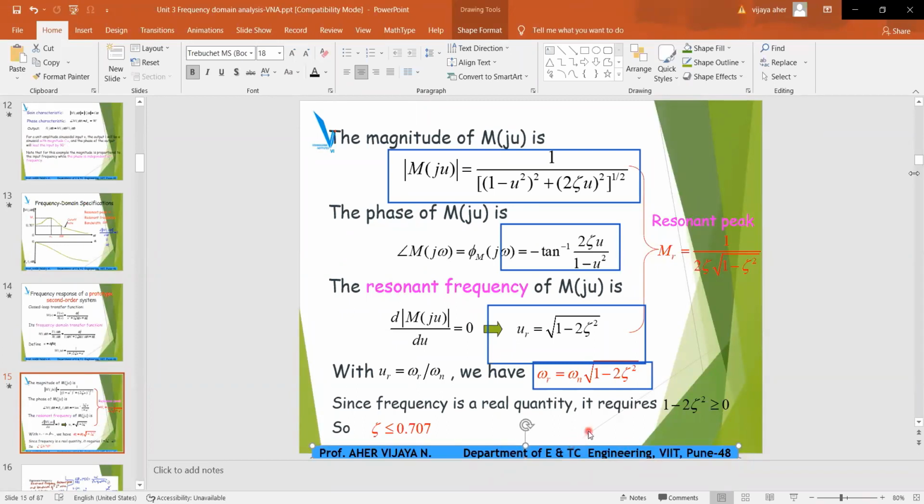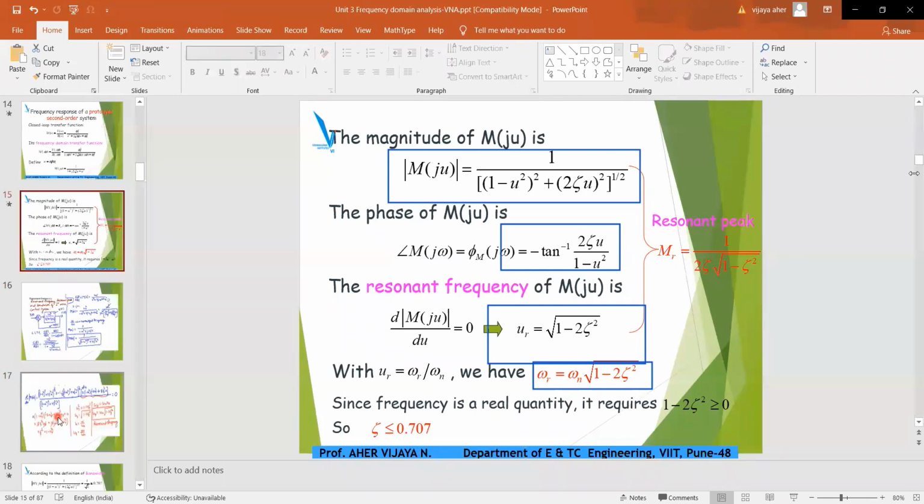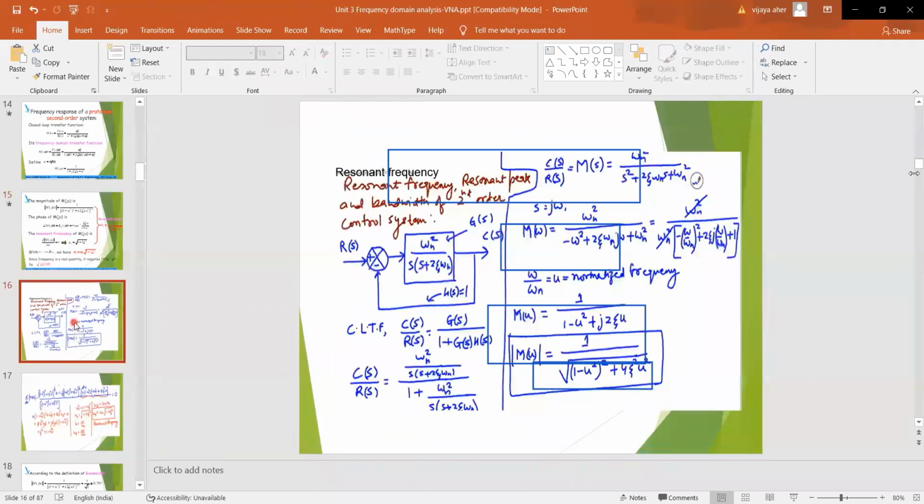So since frequency is a real quantity, it requires 1 minus 2 zeta square to be greater than or equal to 0. Now, if you equate this to 0, what will you get? You will get zeta less than or equal to 0.707. With this, you are going to draw the bandwidth. Now, let us see how you derived that equation. Are you with me, students? Starting with resonant frequency, resonant peak, these are the derivations related to resonant frequency, resonant peak, and bandwidth of a second order control system.